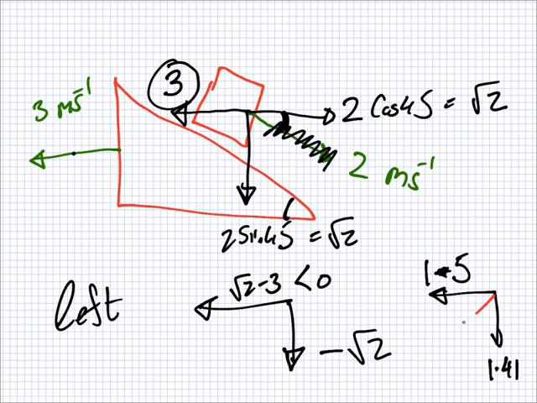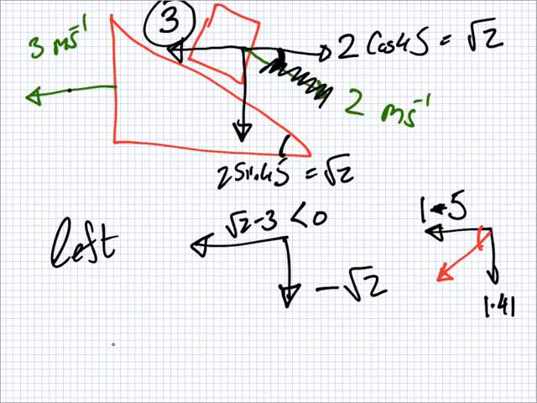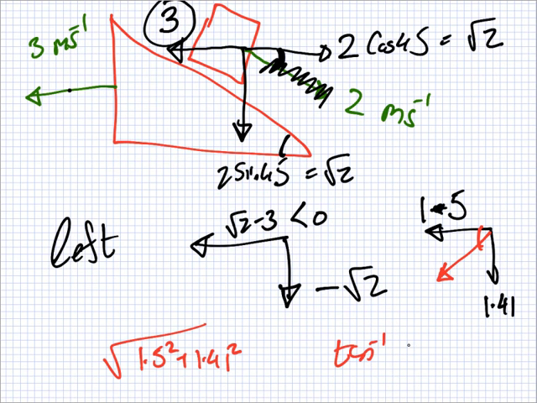So I can get the magnitude by using Pythagoras, and I can get the angle here by using tan. So whatever this is will be the magnitude, and whatever this is will be the angle. Is it okay? Now, do you see how it's pointing to the left?